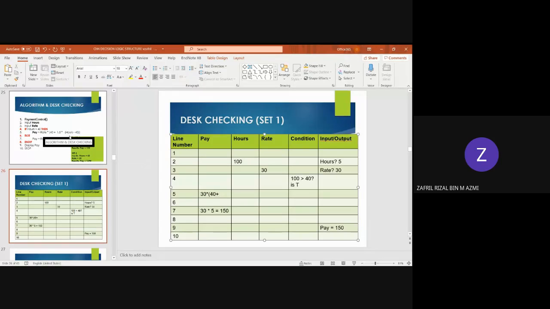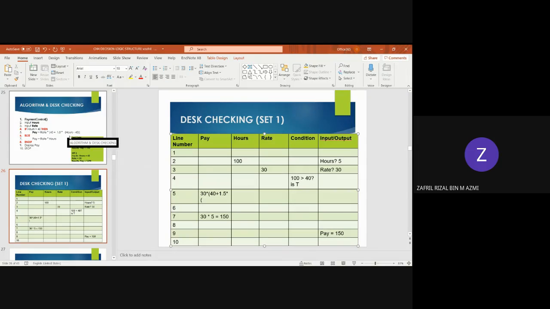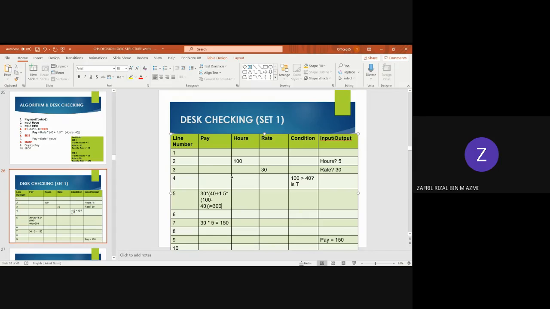Okay. Plus 1.5 times hours, again is 100, minus 40, and then what is the value? For example, the value is 300. For example, okay, I don't want to calculate it. Okay, for example, the value is 300. So this is how you do it.